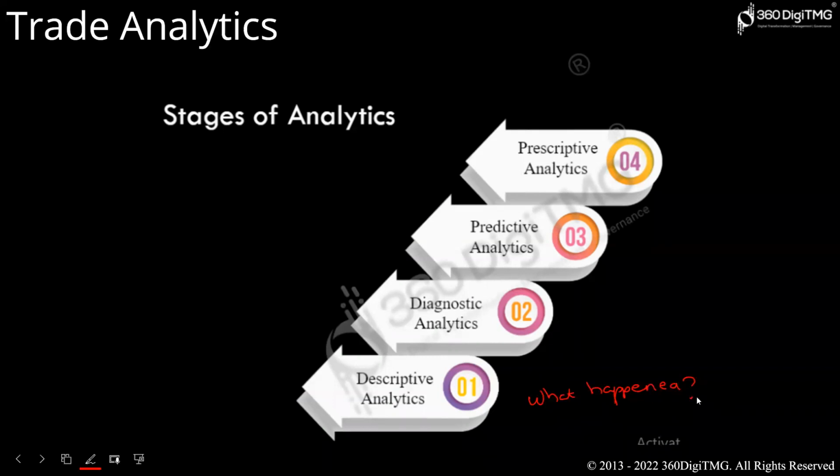Okay, answer this question. Next, we have diagnostic analytics, the second stage, which will give you an answer for why did this happen? What happened and why did it happen? As all of us know, each data analytics type helps to achieve some goals.